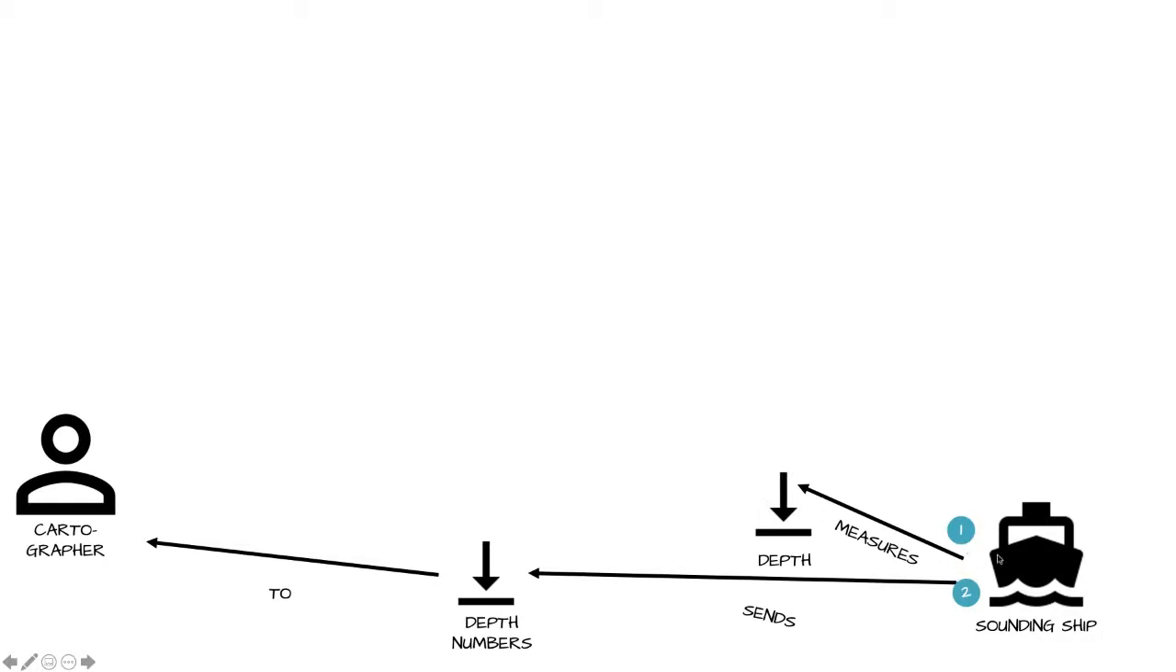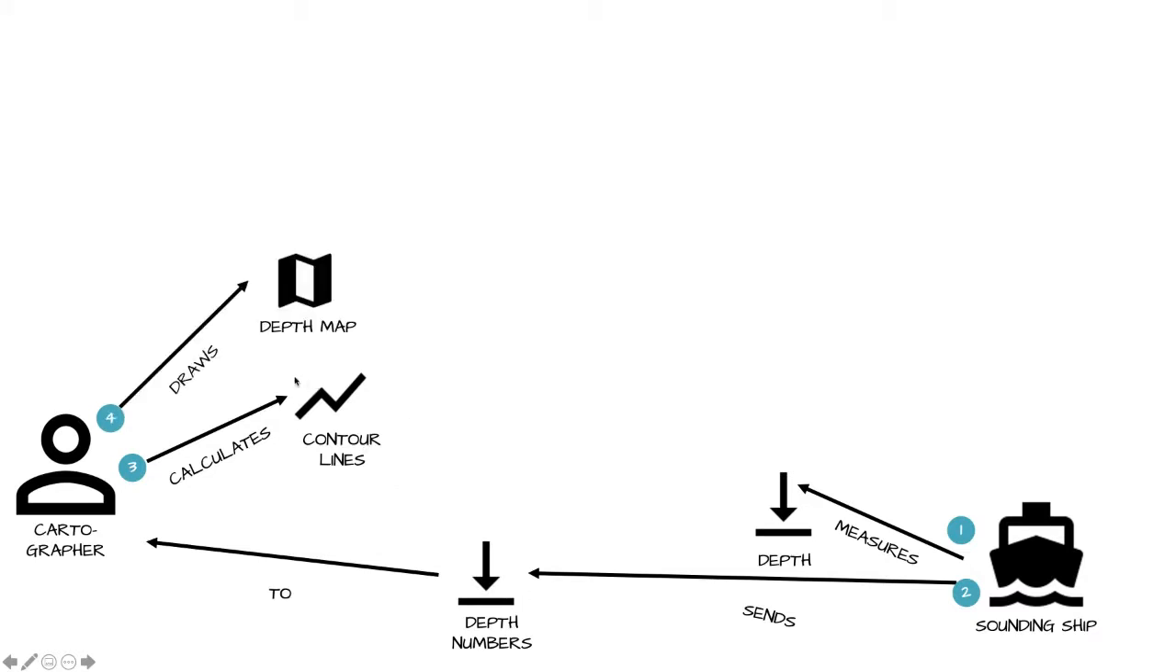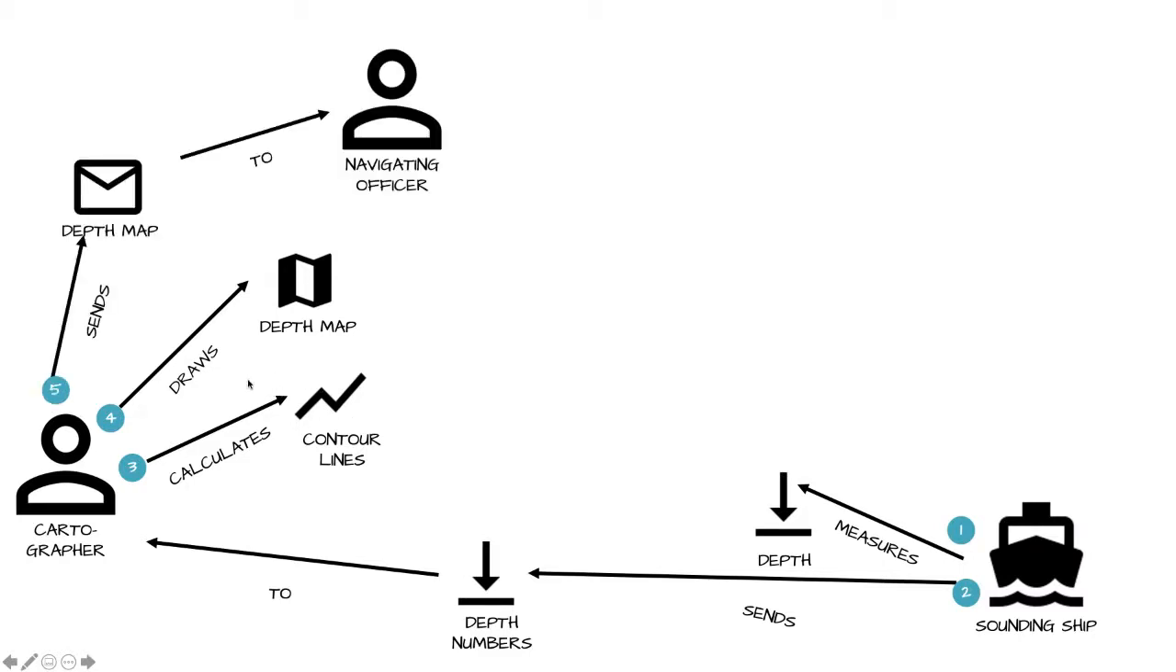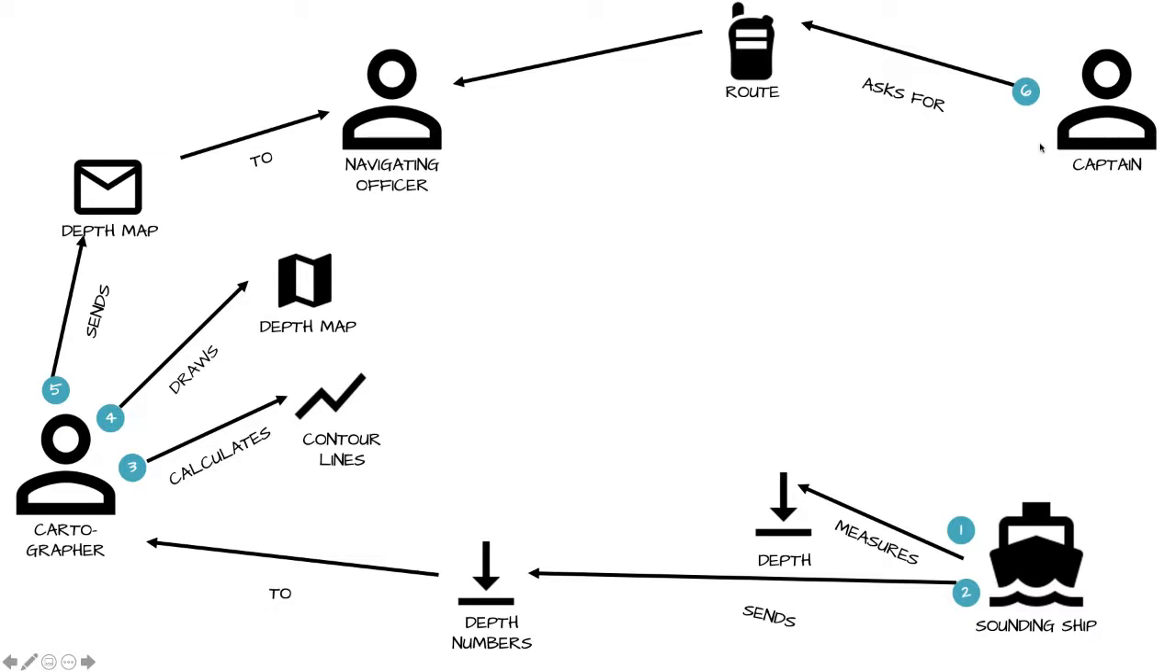And the second step is the sounding ship sends these measured depth to the cartographer who's working in the headquarters of the port authority. The cartographer then will calculate the contour lines out of these depth numbers and finally draw the depth map with these depth numbers and contour lines. And this drawn depth map, the cartographer will send to the navigating officer, the people that are working at the nautical center.